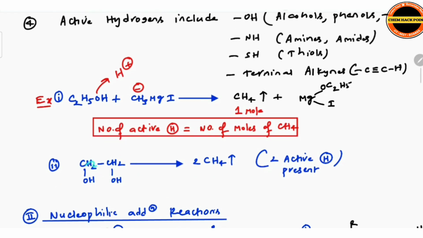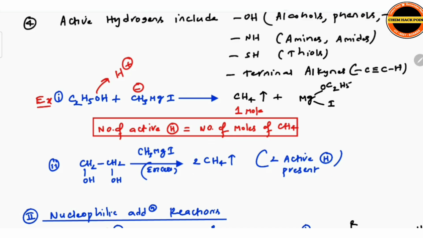For example, ethylene diol, or ethylene glycol as the common name, has 2 active hydrogens. The 2 active hydrogens combine with excess methyl magnesium bromide. Since we take excess amount, it combines with 2 hydrogens and forms 2 moles of methane. This confirms that 2 active hydrogens are present in the reactant given here.